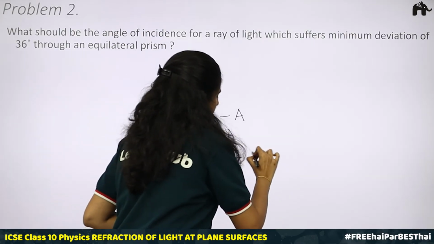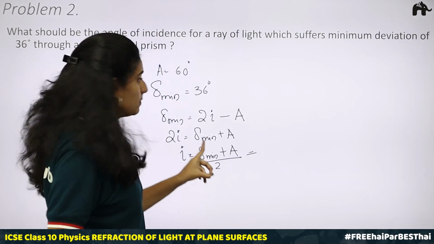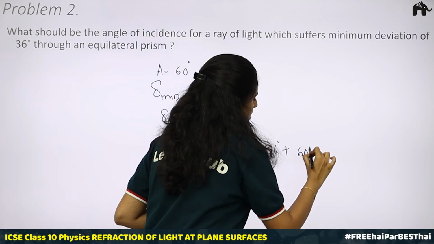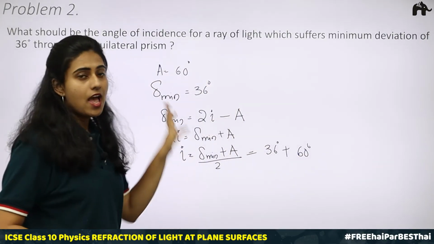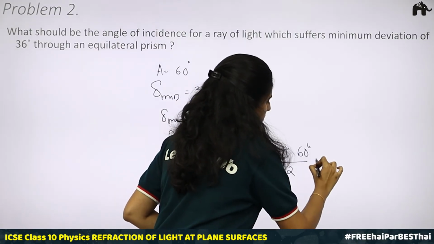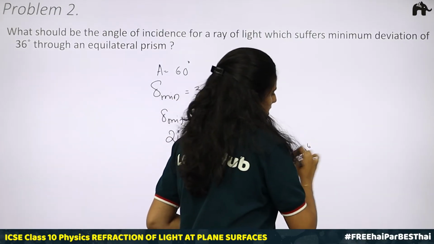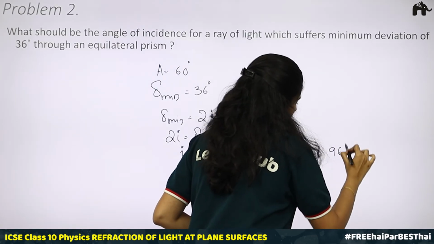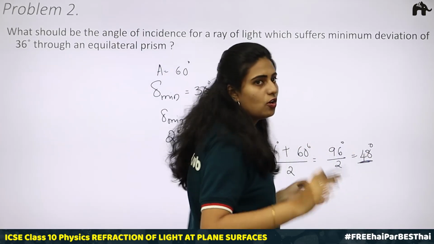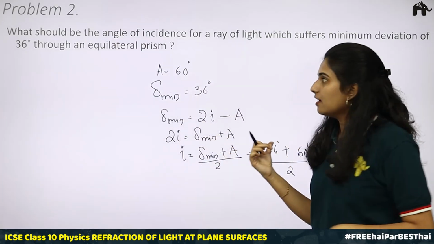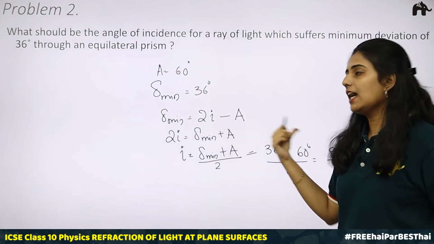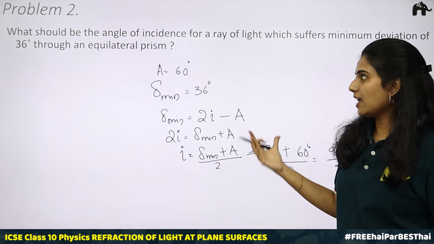What is the value of the angle of minimum deviation? Given, 36 degrees, plus the angle of prism. Since it is an equilateral prism, the angle of the prism will be equal to 60 degrees, divided by 2, which is 60 plus 36 degrees, 96 degrees by 2, which is 48 degrees. Just the opposite thing: in the previous question, we were given the angle of incidence. Here, we are to find the angle of incidence. The values are the same.